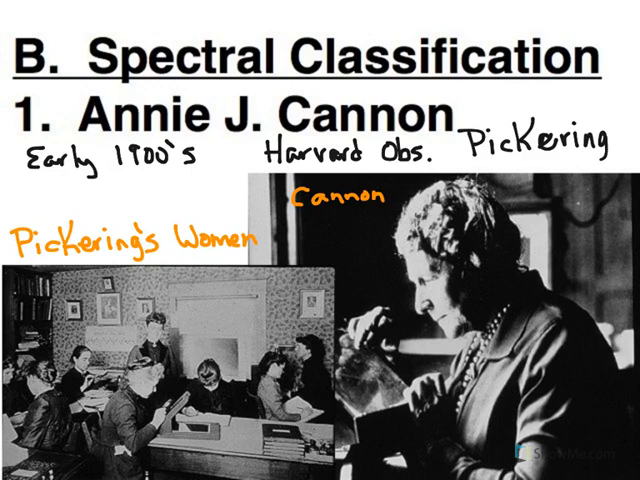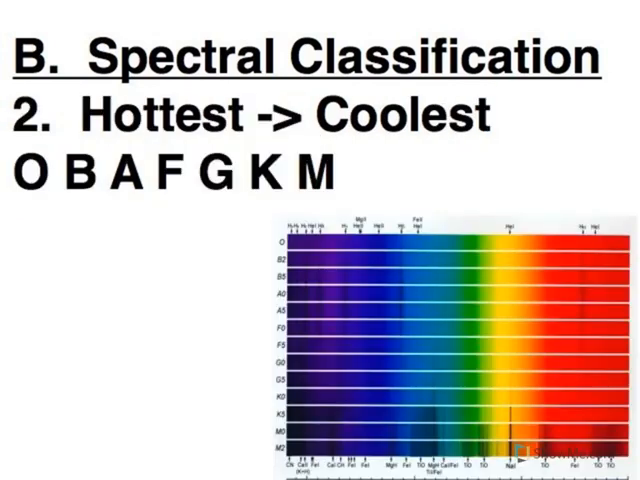She looked at the lines that were in those spectra and realized that the temperature of the star determined which lines we could see. Now, Pickering's original system, he just had it alphabetically, A, B, C, and so on, based purely on number of lines. What Annie Cannon did was eliminate some of those categories, lump some together, and rearrange it by temperature. And so the system we now have is much more simplified compared to what Pickering had, going from O stars, which Annie Cannon discovered were the hottest, all the way down to M stars, which are the coolest.